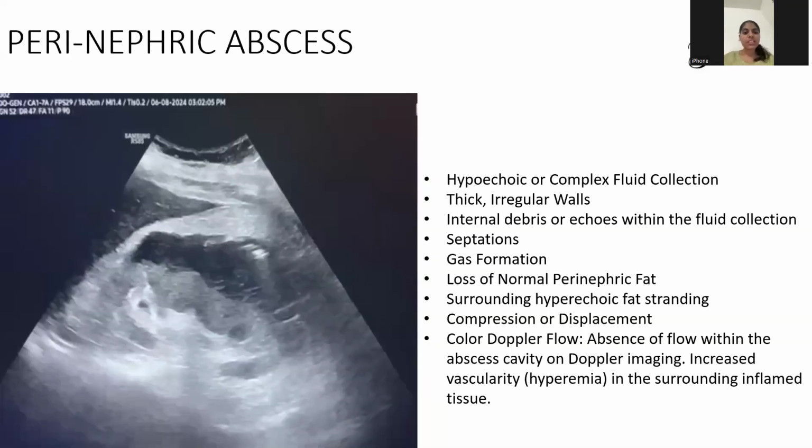Next, the same patient who had an emphysematous pyelonephritis further had shrunken kidneys, and on follow-up scan we were able to see that all the collection has collected around the kidneys, and there were a lot of echogenic septae, and air fluid levels were seen, and gas formation was noted. The surrounding hyperechoic fat stranding is seen, which is irregular, and it was noted that it leads to the compression and displacement of the right kidney.